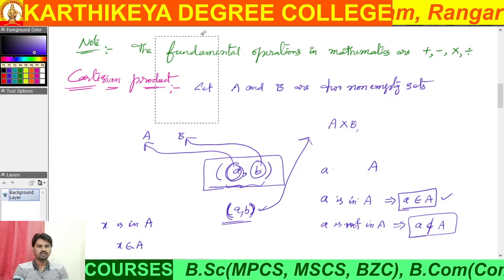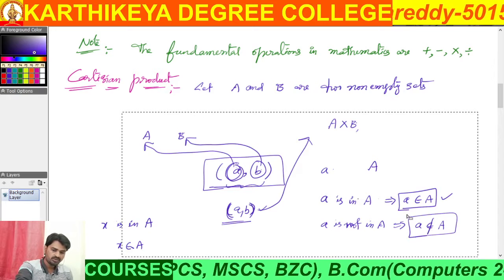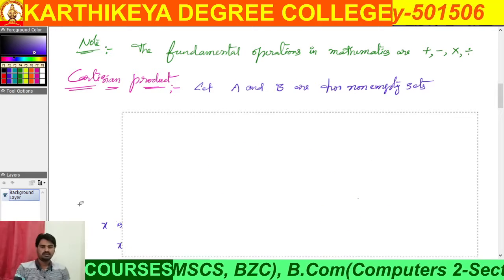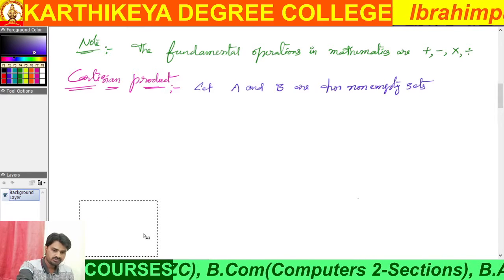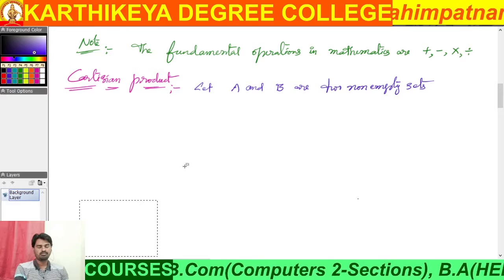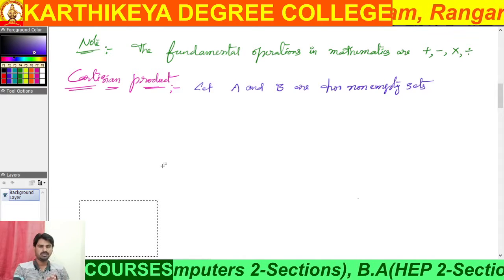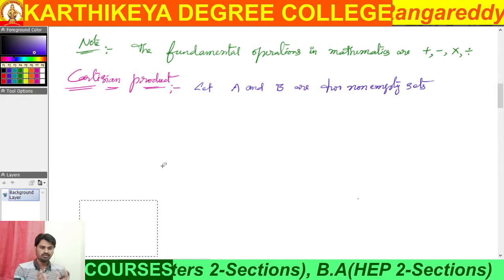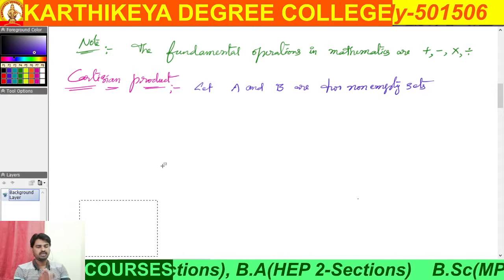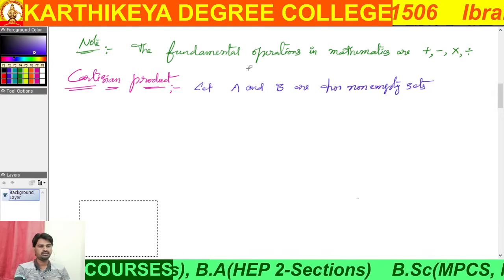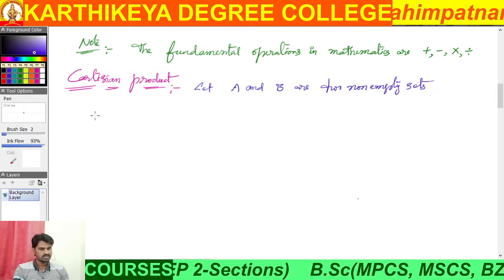Now the Cartesian product. The Cartesian product of two sets is also a set, but that set contains all the ordered pairs. The ordered pairs are formed by taking the first element from the first set and the second element from the second set. Here we have taken A and B as two non-empty sets.